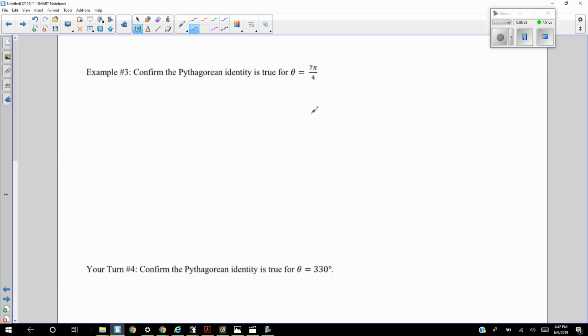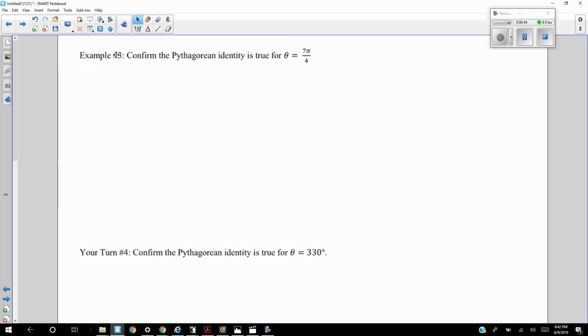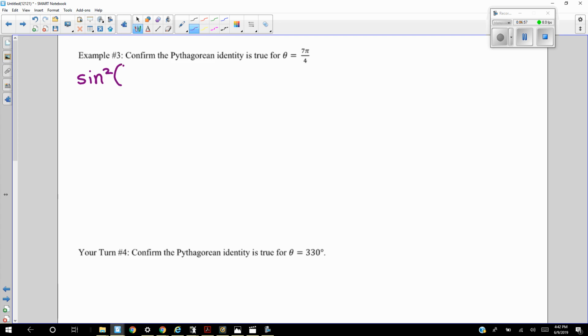All right, the final one we'll do together is we're going to confirm the Pythagorean identity is true for 7 pi over 4. So this is very similar to our introductory example where we did it for 45 degrees. So in other words, in this problem, let's write out what we're trying to prove. Again, it doesn't matter if you write sine squared out first or cosine squared. Oh, I put the square in the wrong place. Remember, we're squaring the trig function, not the value that we're plugging in. You can use the unit circle here if you need to, but we're basically trying to prove this.